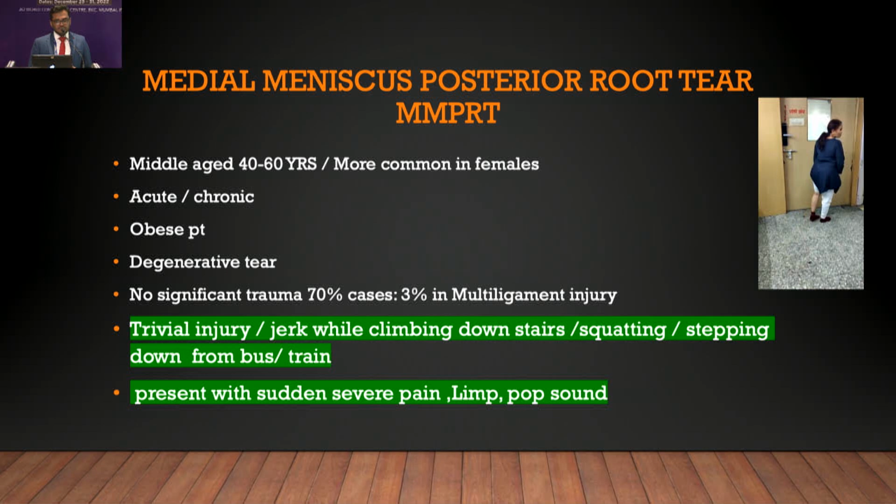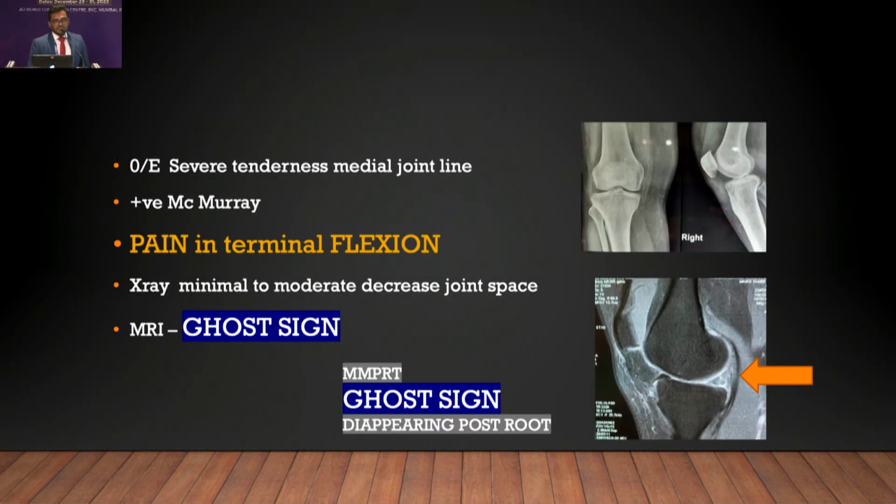So generally, these patients come with a history of a very trivial injury or a jerk while climbing down stairs or while stepping down from the bus, and they present with very sudden onset of severe pain, limping with pain, and also give a history of an audible pop at times. On examination in the clinic, there is severe tenderness and a very positive McMurray test. On flexion, they wince with pain, and you will see minimal to moderate decrease in the joint space on standing X-rays.